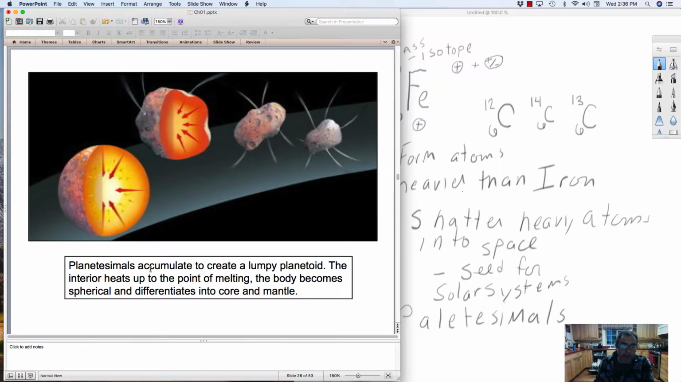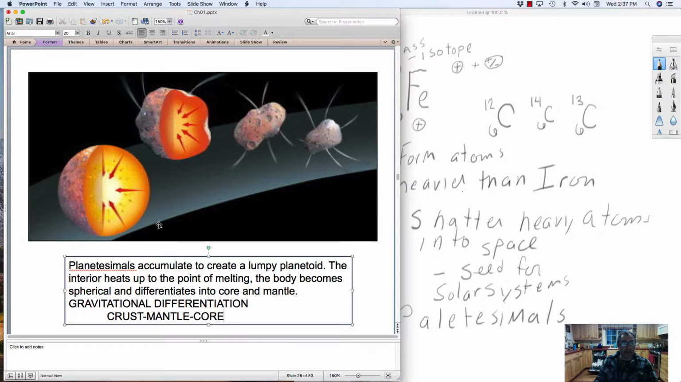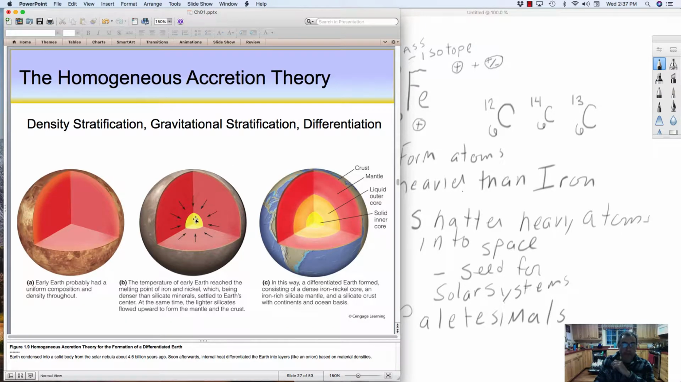So planetesimals accumulate to create lumpy planetoids. The interior heats up to the point of melting. So remember here, because we're converting that gravitational energy into thermal energy. And then we get this spherical planet. And the other thing is that the planet differentiates. So that's where this idea of gravitational differentiation. So that's this idea where we're seeing the development of the crust on the surface, the mantle, and then the core in the center, right? Gravitational stratification, right? So the strata, remember strata means layers, right? And then we get the core, mantle, and crust.